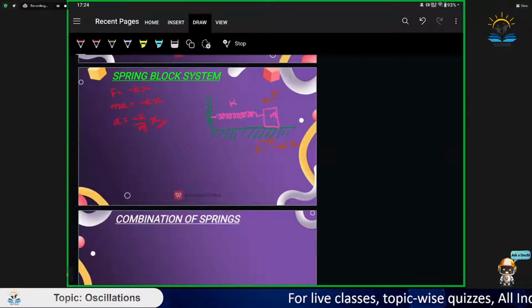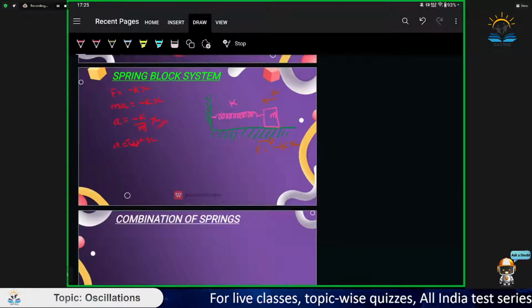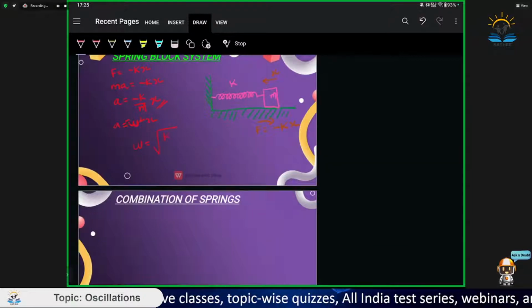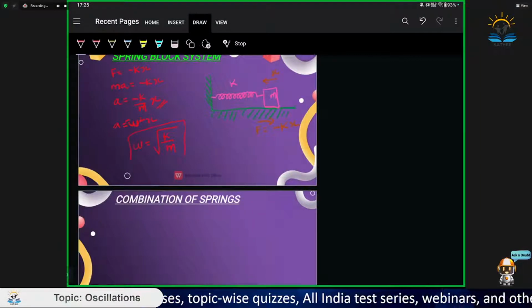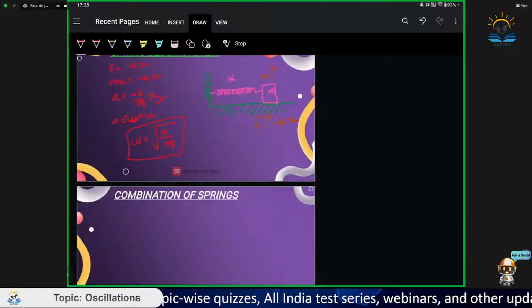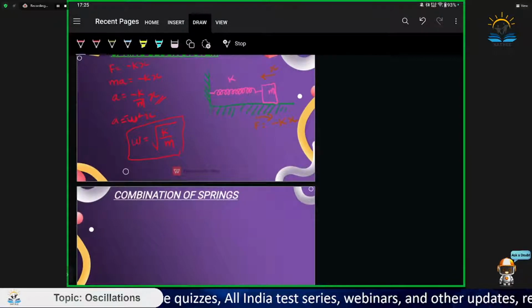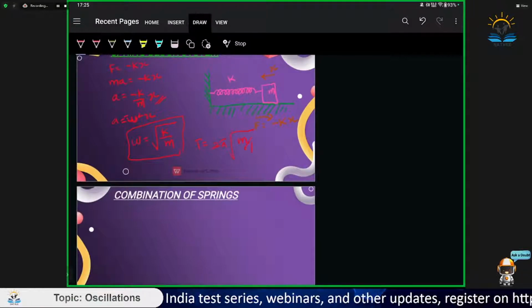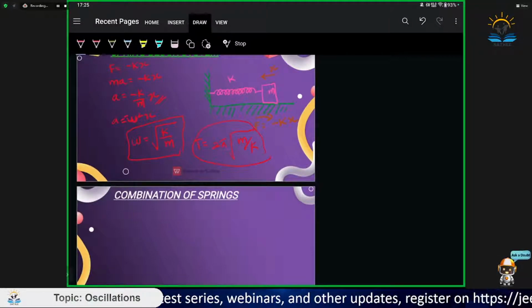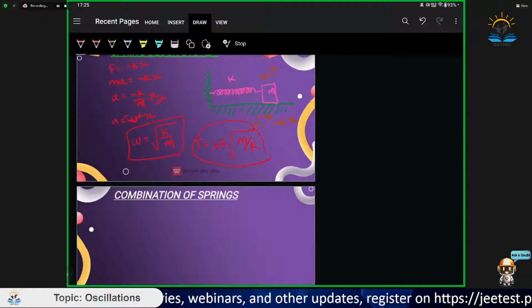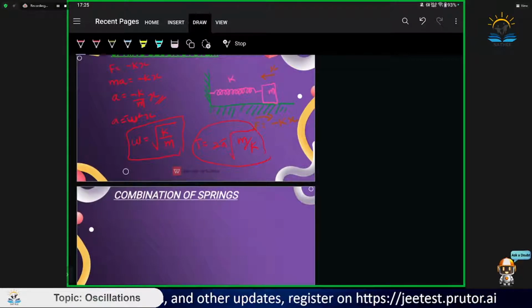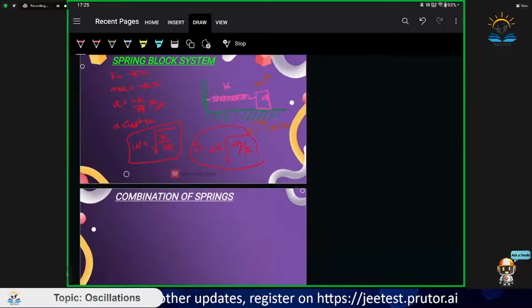So it will have a time period, and we know A equal to minus omega square X. So from this we will get omega equal to root of K by M. We know time period T equal to 2 pi by omega. So time period T will be 2 pi into root of M by K, and angular frequency is root of K by M. Easy, very easy.